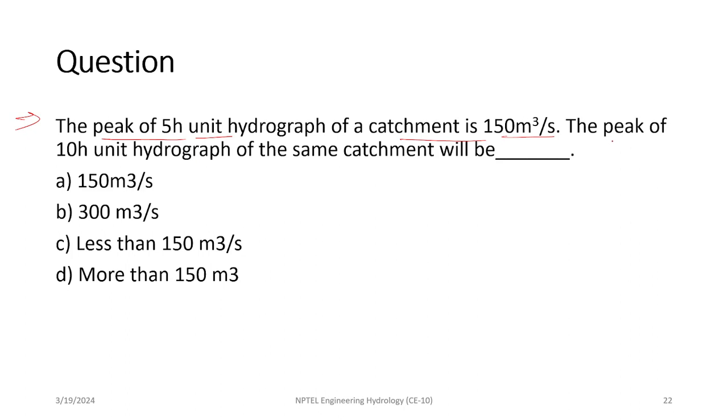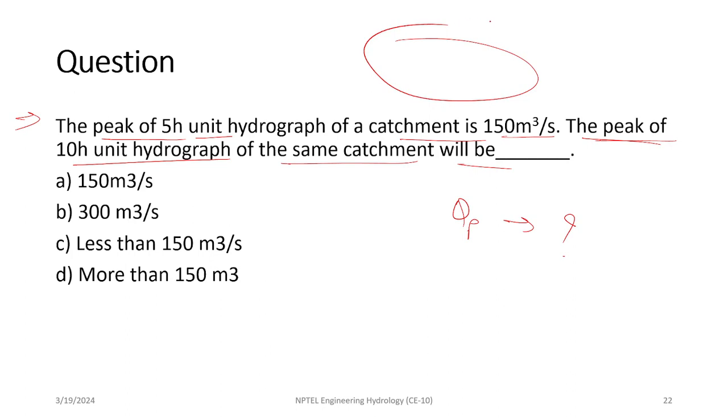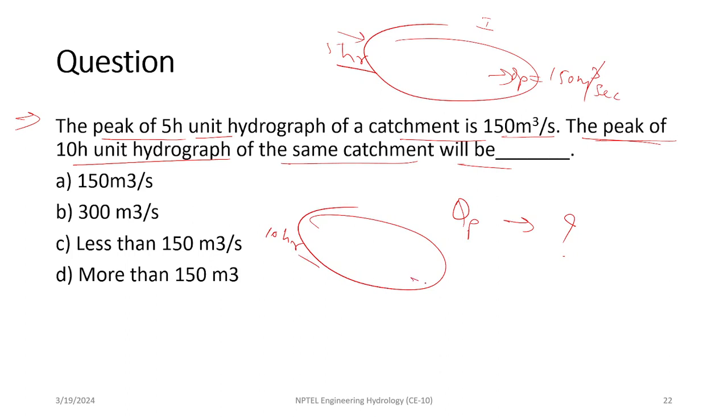If I'm plotting a 10-hour unit hydrograph in the same catchment, what will be its peak, QP? It is asking. Keep in mind that the catchment is the same. In the first case, a 5-hour unit hydrograph has been plotted, and we get a peak value of 150 meter cube per second. Now in the same catchment we are plotting a 10-hour unit hydrograph, and we want to know the QP.